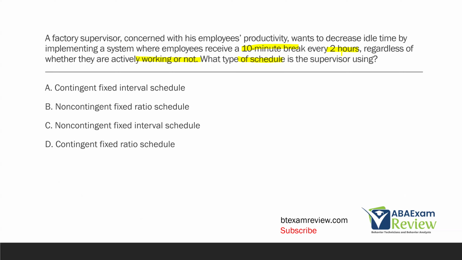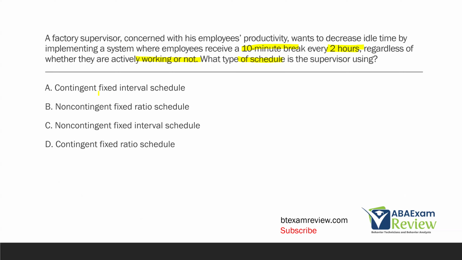So what basic schedule is based on time? Well, we have an interval schedule. And then, since it's not changing, it's every 2 hours over and over again, it's fixed. So we have a fixed interval schedule for sure. We know that. So if we look at the answer choices, we have A, contingent fixed interval schedule, B, non-contingent fixed ratio schedule, C, non-contingent fixed interval schedule, and D, contingent fixed ratio schedule. Well, we already know it's a fixed interval schedule, right? It's based on an amount of time, and it's not changing.